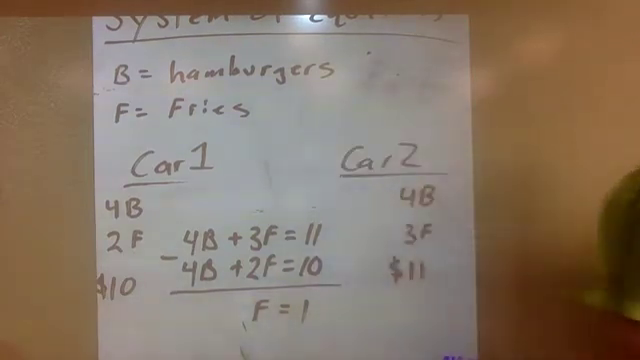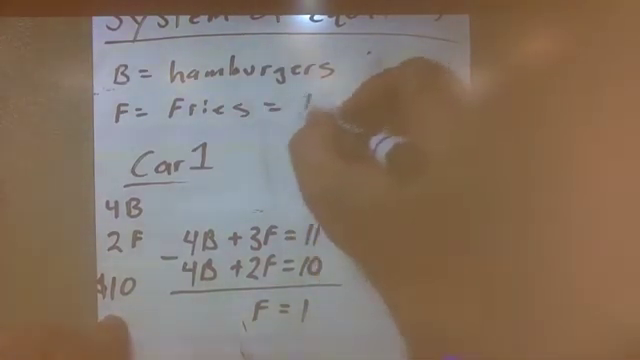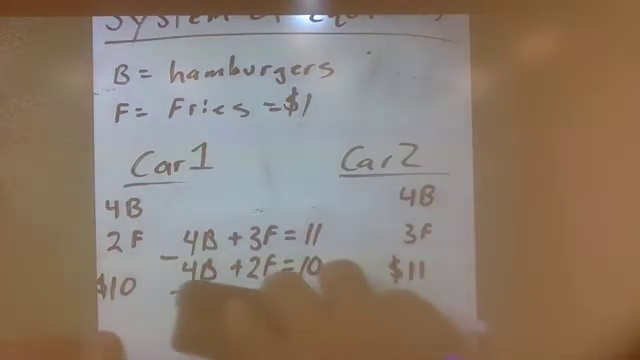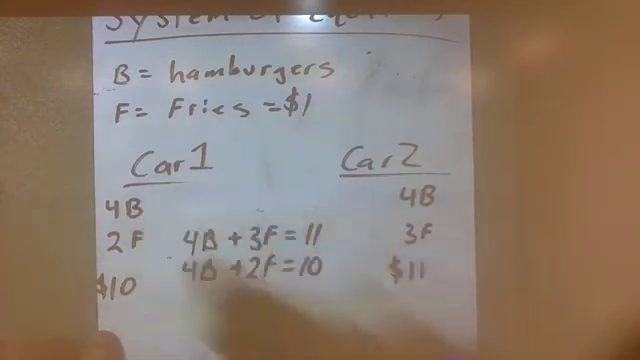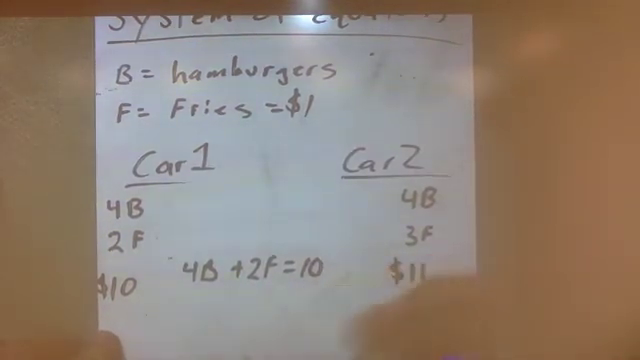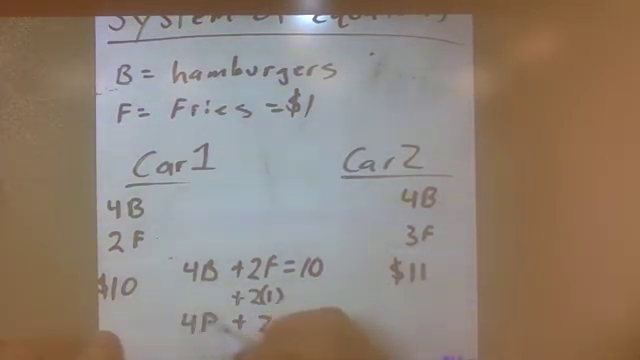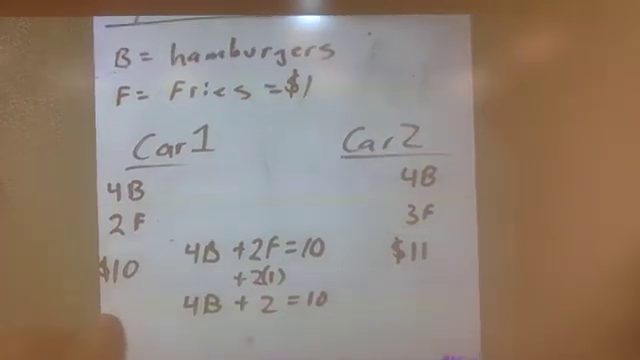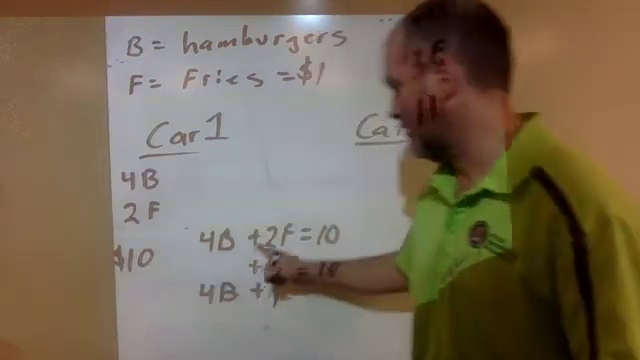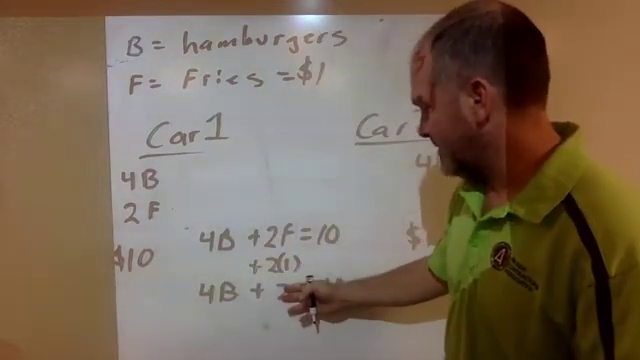So we're halfway there. We know how much our fries cost. $1. We can use that now to figure out how much the burgers cost in either one of these equations, either one of the cars. Let's say car 1. Car 1 spent $10 total. They bought 2 fries. So if fries are $1 a piece, that means they spent $2 on fries. They bought 4 burgers and they paid $10. So that's what we have for our equation so far. We substituted in the 1 for fries into the first car equation. So they spent $2 on fries.